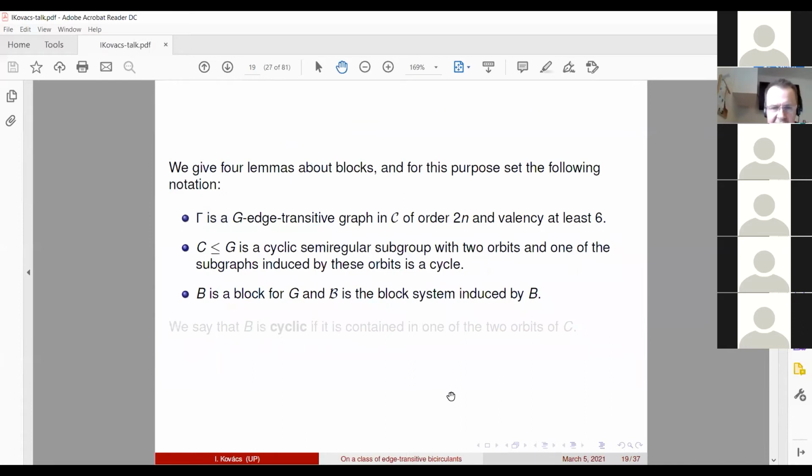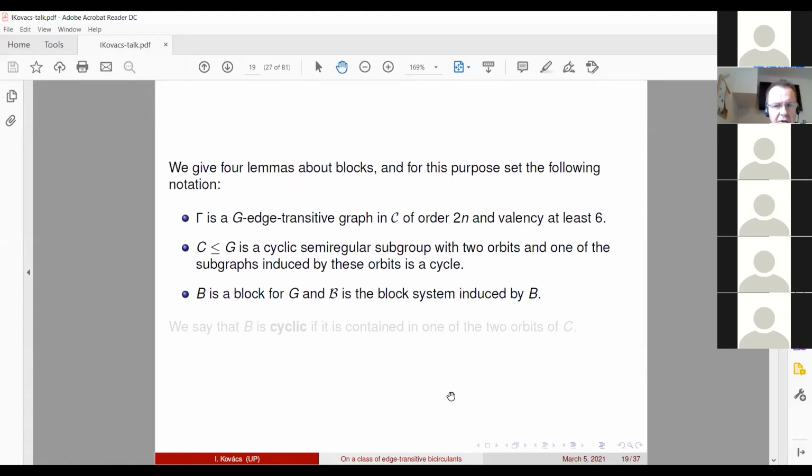So now let's go back to our problem, and I will give you 4 lemmas about blocks. For these lemmas, I would like to set the following notation. From now on, gamma is a G-edge transitive graph in this class C. The order is 2n, and the valency is at least 6. I fix the notation C for the cyclic semiregular subgroup with 2 orbits.